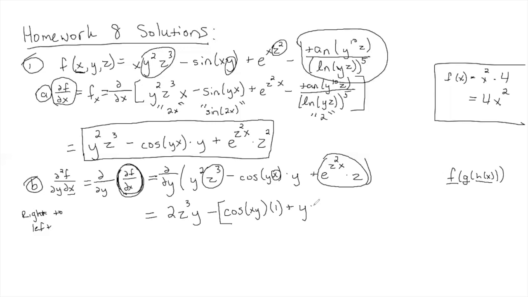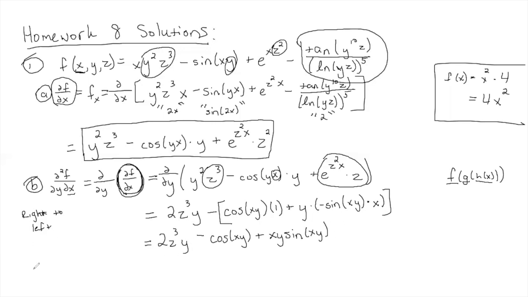So cosine gives me a negative sine of xy, but there's a chain rule involved, so I have to multiply by the derivative of the inside with respect to y, and in this case it's just x. Great. And this thing that I've circled here, again, is just a constant. There's no y's involved, so it just goes to 0. This is what I have, and I'll simplify a little bit, make it look a little cleaner. 2z cubed y minus cosine xy plus xy sine xy.